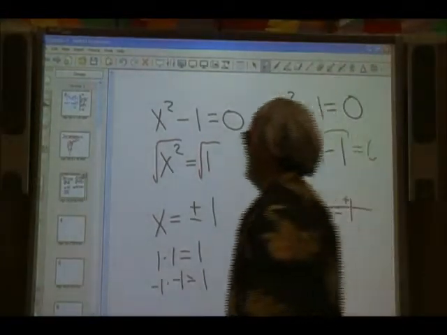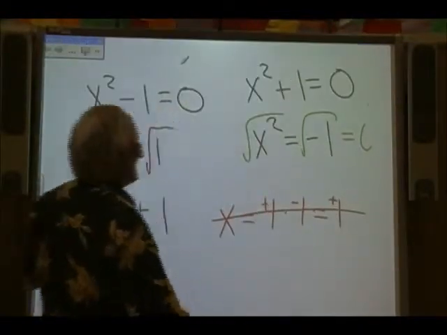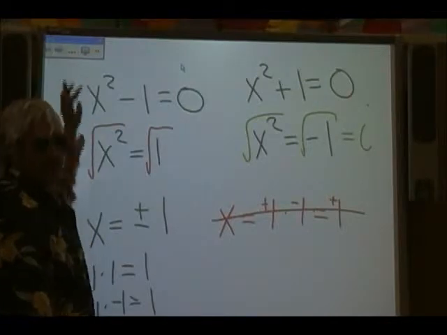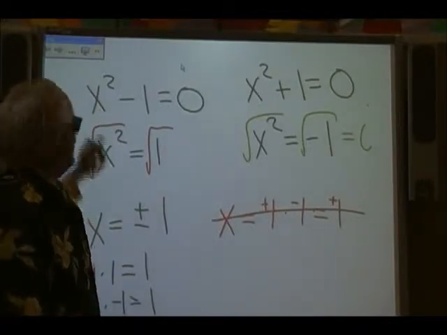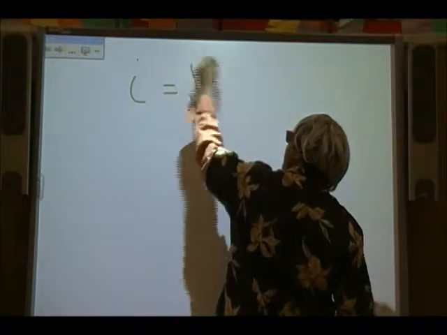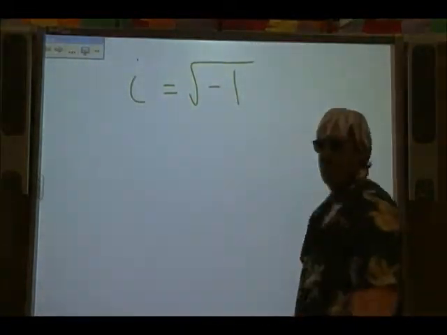So that's what we're doing here. He said, let's make the i, and we're going to curve it so it stands out. So we have this: i equals the square root of negative 1.